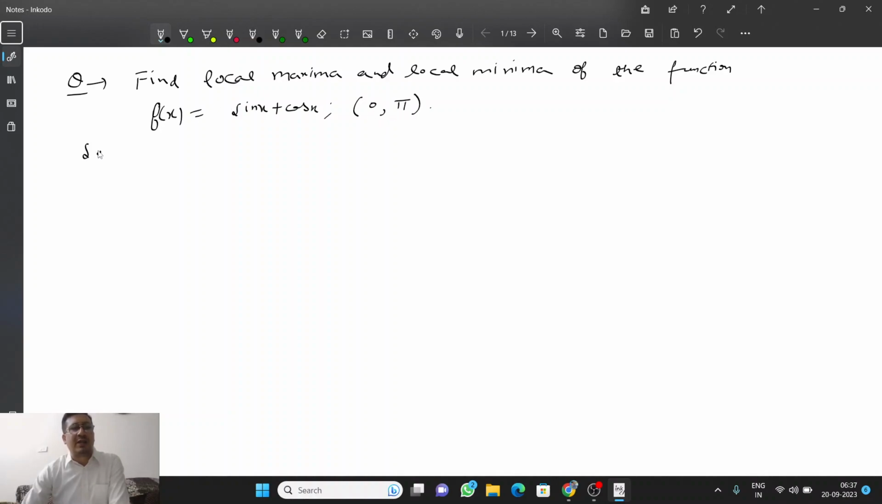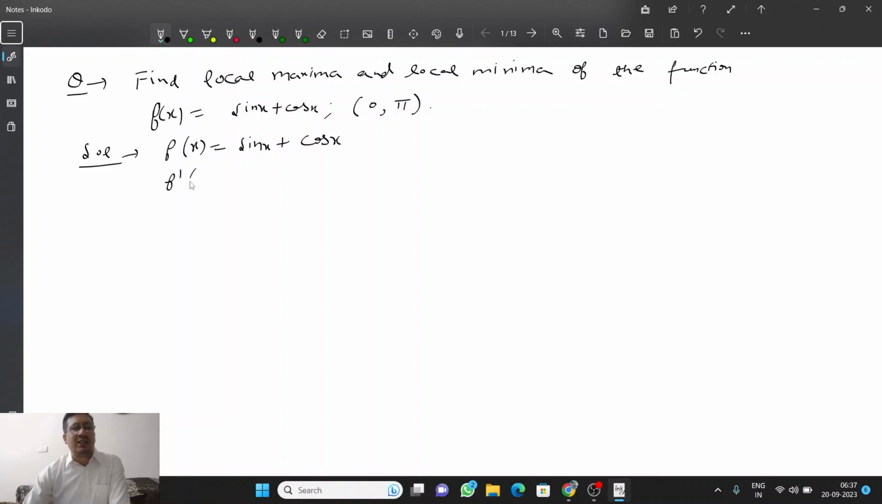We have to find the local maxima and local minima of the function f(x) equal to sin x plus cos x in the open interval 0 to pi. We know that local maxima and local minima can be found by two methods: one is the first derivative test and the second is the second derivative test. But we always prefer to apply the second derivative test when the function is in terms of trigonometric functions like sine and cos. So we apply the second derivative test. We have already discussed what the second derivative test is.